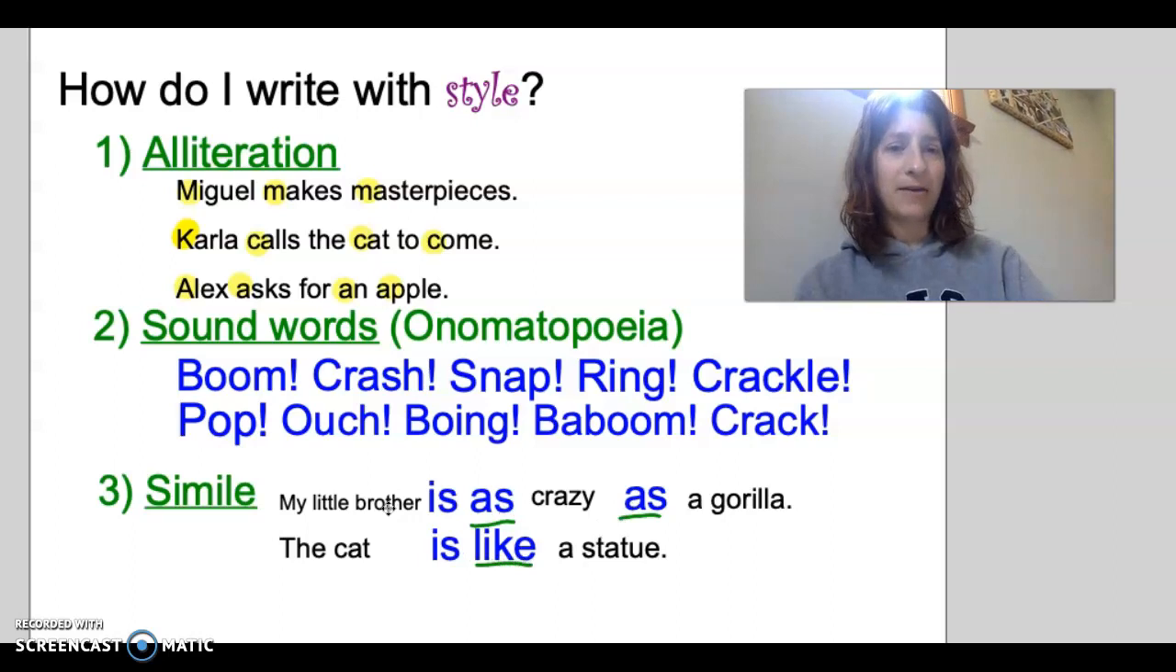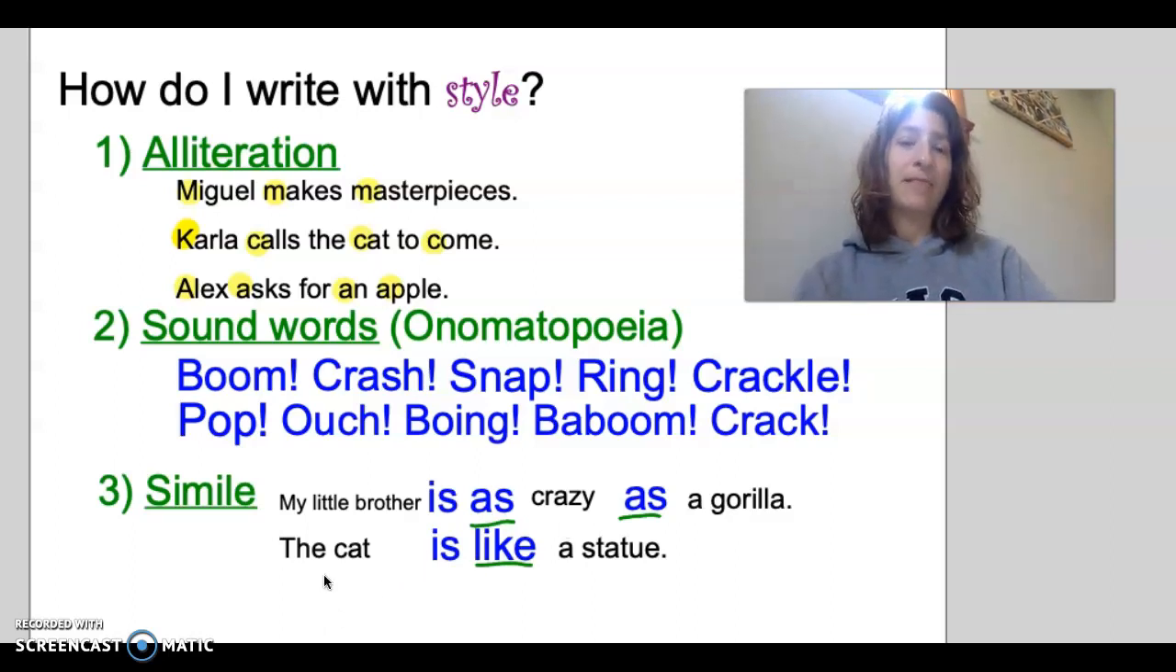If I want to compare a little brother and a gorilla, two very different things, I could put it together like this. My brother is as crazy as a gorilla. You probably got a smile on your face because you pictured how crazy that little brother would probably be.